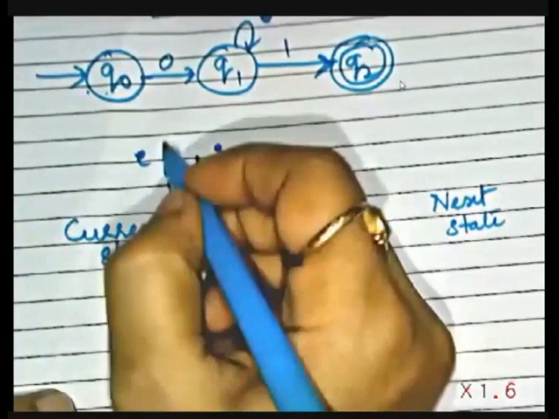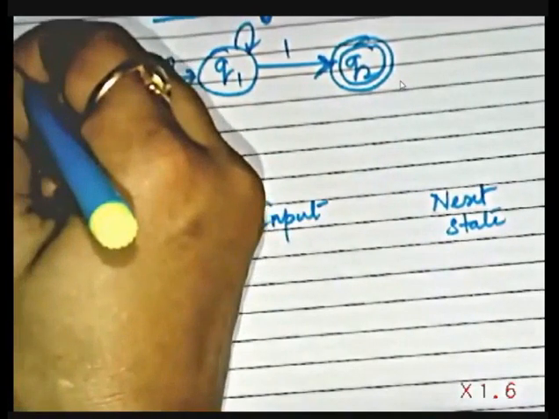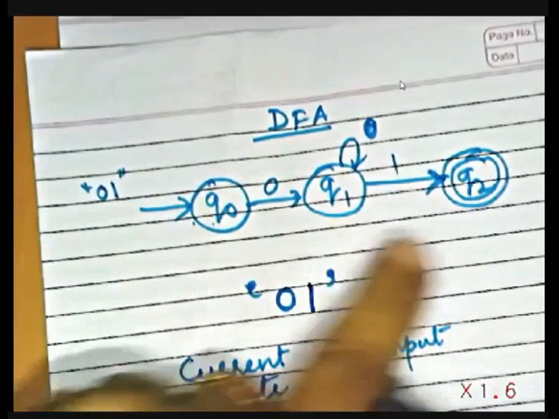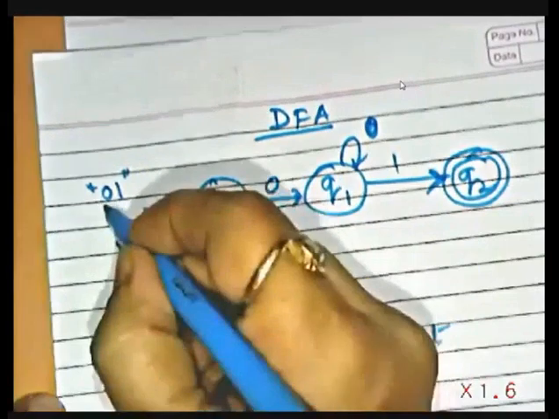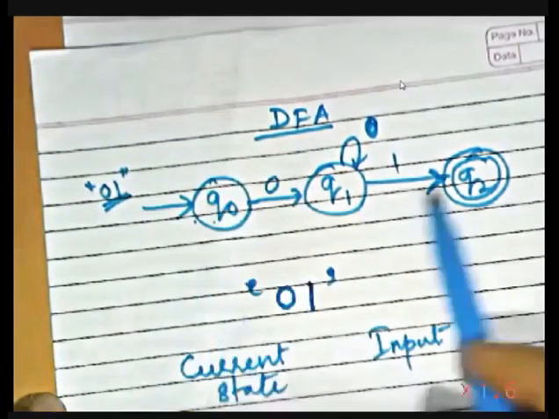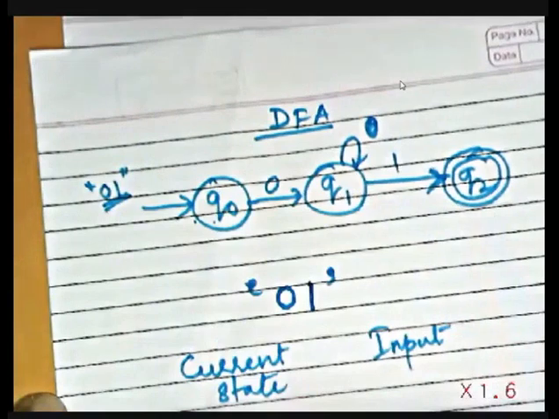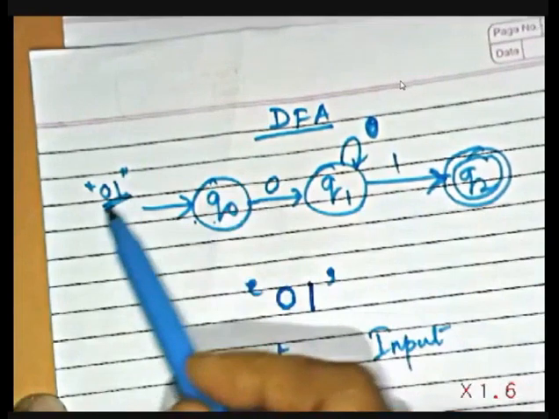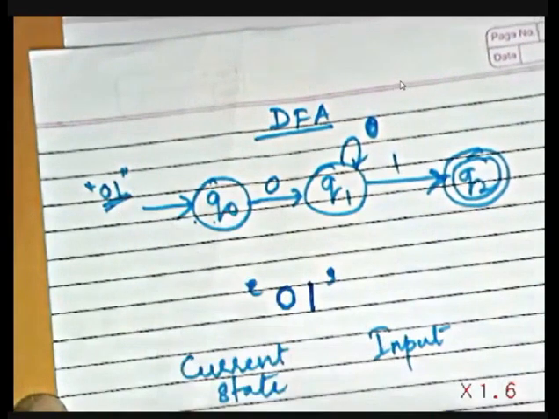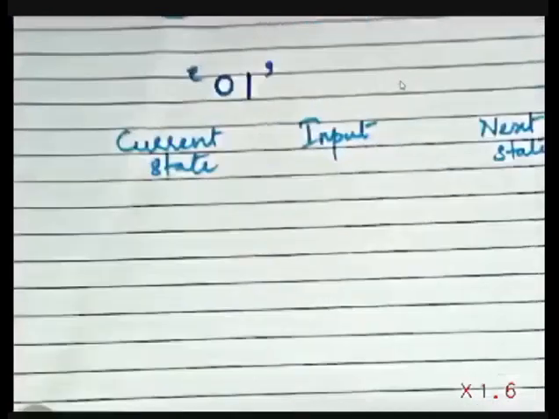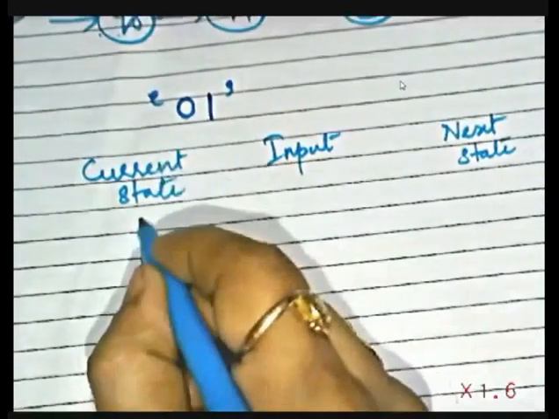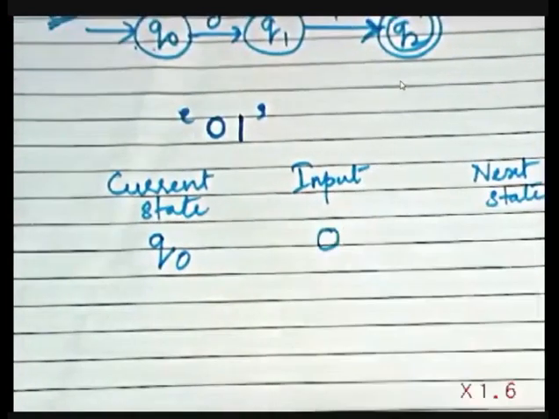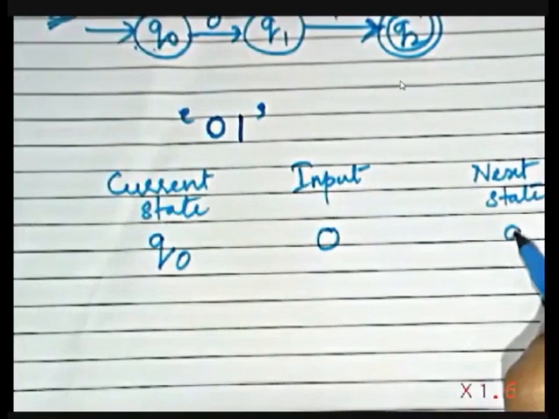Now I am giving input as 0, 1 to this finite automata, and I want to check whether this string is acceptable to this finite automata or not. How will I check? If I can reach from the initial state to the final state with this input string, then I can say it is acceptable. How will I show it? My current state is initially Q0. My input is 0. What is my next state? My next state is Q1.